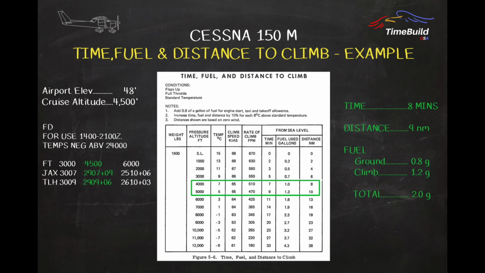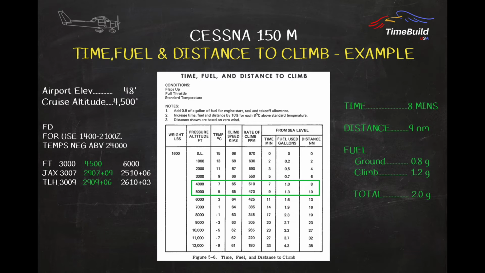Recall that we will be departing from Palatka Municipal Airport, which is 48 feet above mean sea level, and climbing to 4,500 feet. Interpolating between the published values for 4,000 and 5,000 yields a time of 8 minutes, a distance of 9 nautical miles, and a fuel burn of 1.2 gallons. Remember that we need to add 0.8 of a gallon of fuel for start, taxi, and takeoff per note number 1, which results in a total fuel decline of 2 gallons.